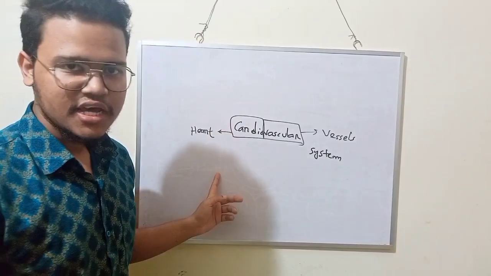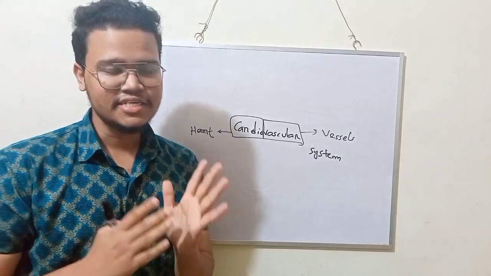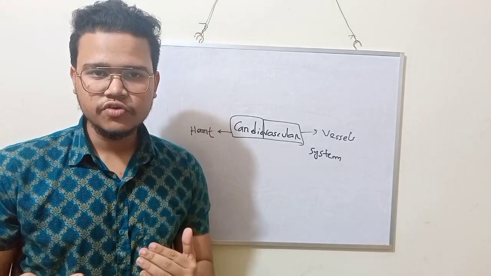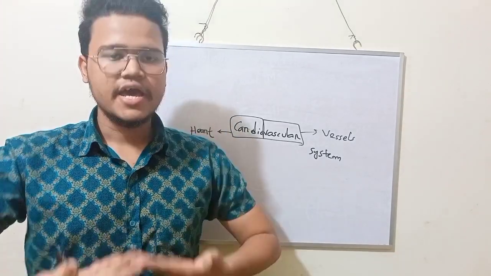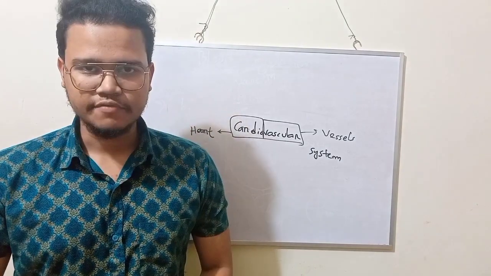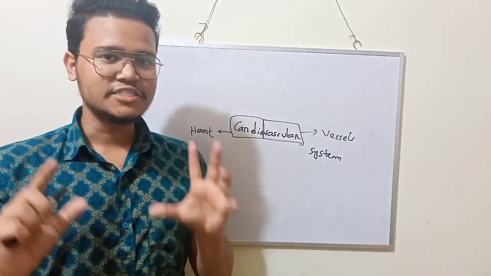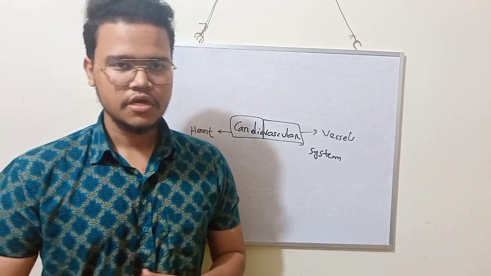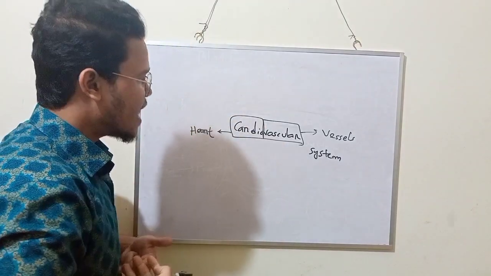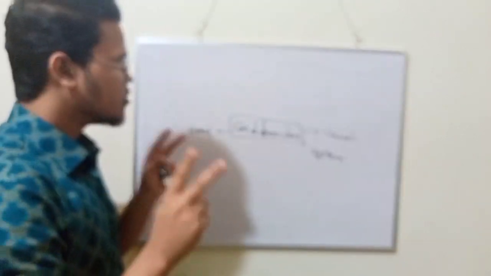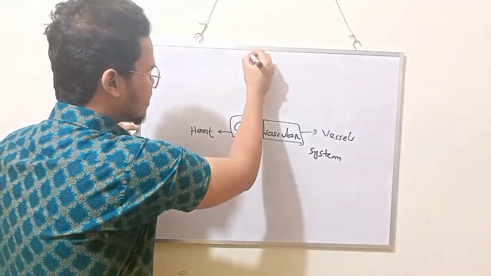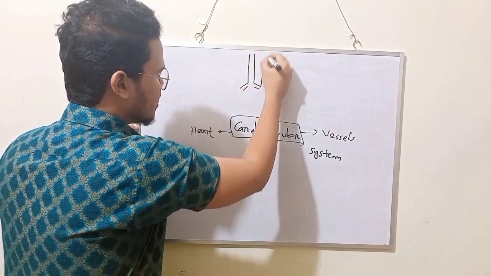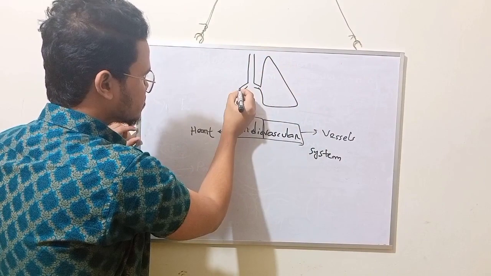And what is the heart? The heart is a central muscular pumping organ which is situated in the chest cavity, and below the diaphragm is the abdominal cavity. The heart is present in our chest cavity just above the diaphragm. Now we know very well that above the diaphragm there are two important organs, the lungs. If I just try to draw the lungs, it will look like this.